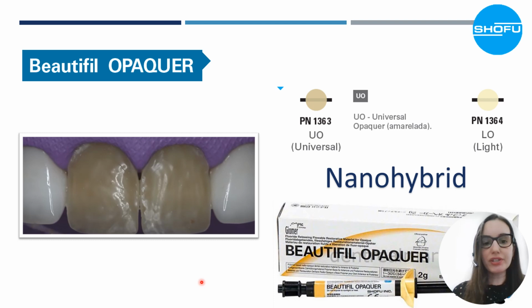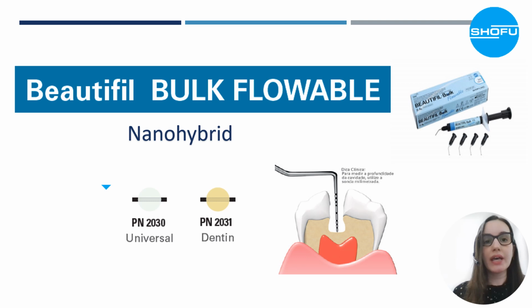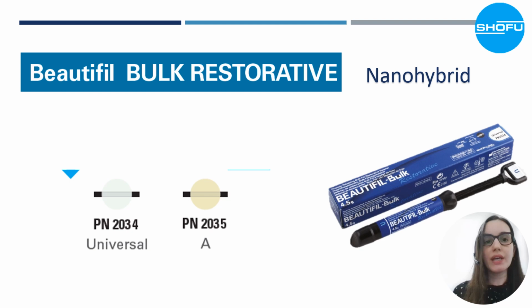There is the version of Beautifil Opaquer, which is very good to work with dark substrates to help with aesthetics. And also a version of Bulk Fill, which can be inserted in only one increment. And this is the flowable one. And there is also the conventional one, Bulk Fill Restorative Composite Resin.